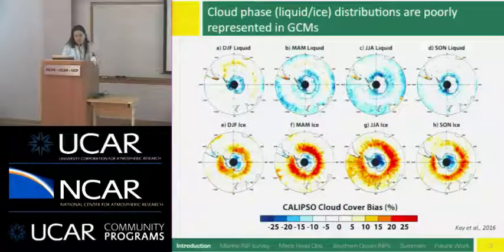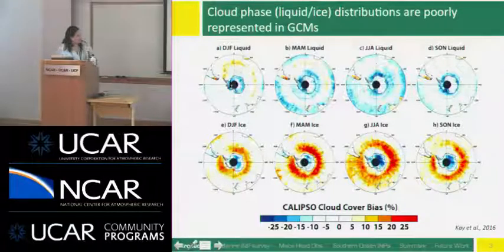Looking a little bit more into this, an analysis by Kay et al. took the CAM model and applied a CALIPSO simulator where they can distinguish between different cloud phases. This is showing the Southern Ocean, so this is the South Pole here, and the distribution of liquid and ice clouds and the cloud cover bias. So this is the bias of the model and how poorly or well it is at simulating these different phases.